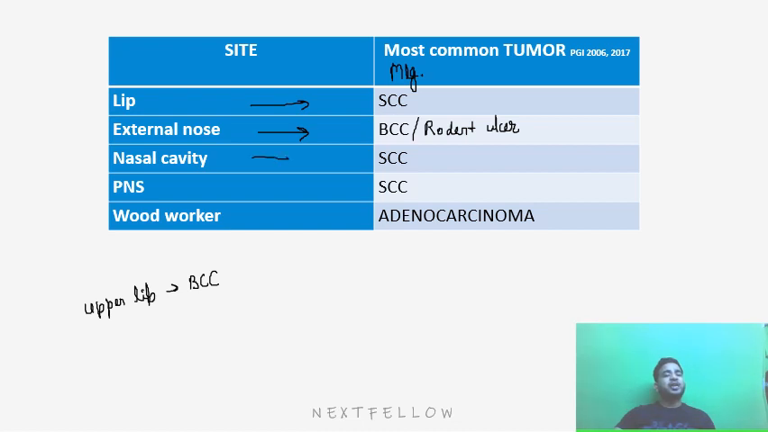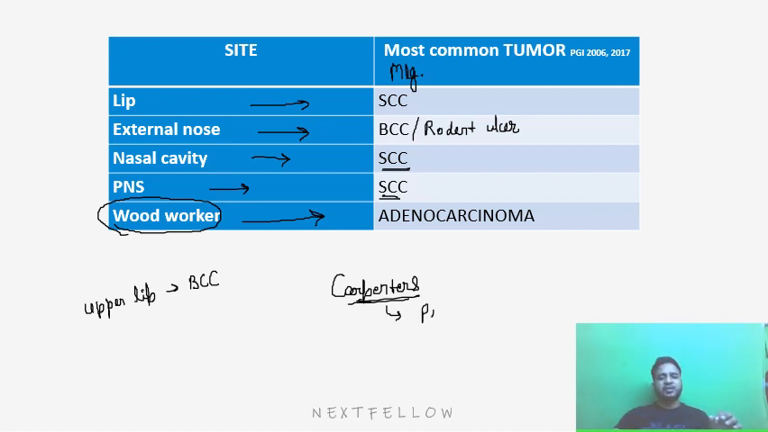Now, nasal cavity, again the most common malignant carcinoma is squamous cell carcinoma. Paranasal sinuses, again the most common is squamous cell carcinoma. We have discussed that the most common carcinoma in head and neck is squamous cell carcinoma. Now comes the woodworker. The most common carcinoma in woodworkers particularly is adenocarcinoma. So the carpenters, whenever they are working, a lot of wood dust is inhaled through their nose, and that wood dust gets deposited into the paranasal sinuses, leading to adenocarcinoma.